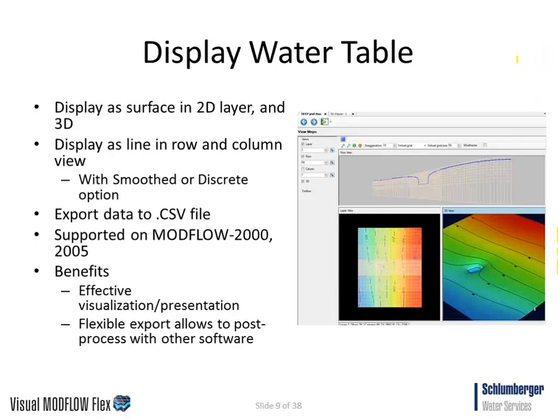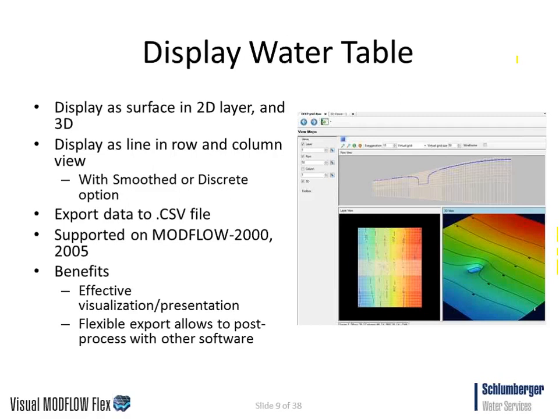It can be drawn as a smooth interpolated line where you have a more gradual change between adjacent cells, which is ideal for a regional or larger scale model. The other option you can choose is to have a discrete water table line, which essentially will draw the water table in each column of cells as a flat line and then connect that to adjacent cells. So that option really more closely honors the true water table value and the MODFLOW cell geometry.